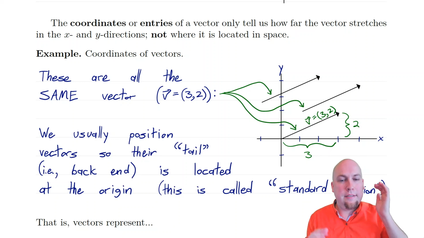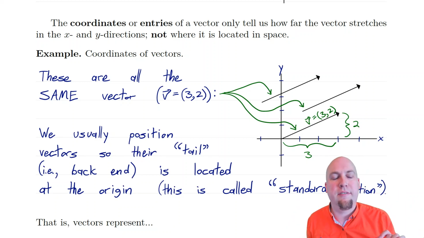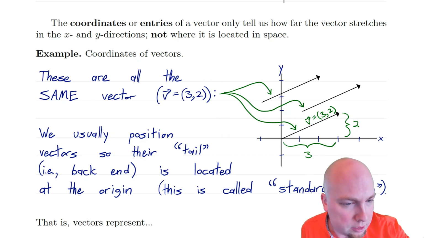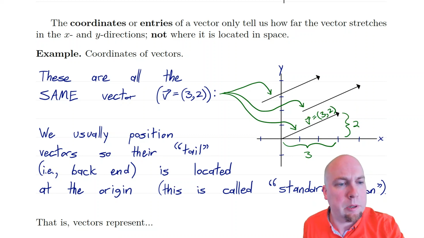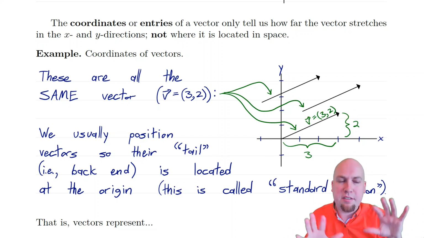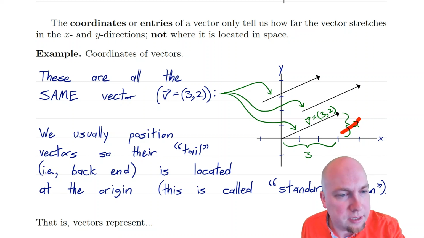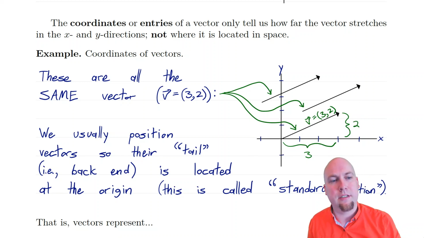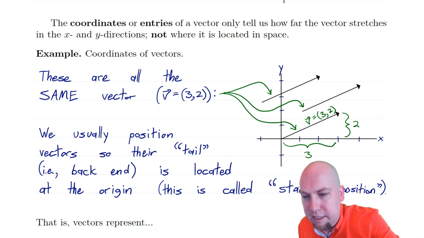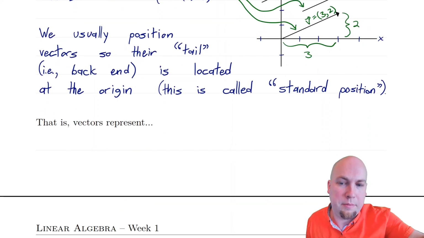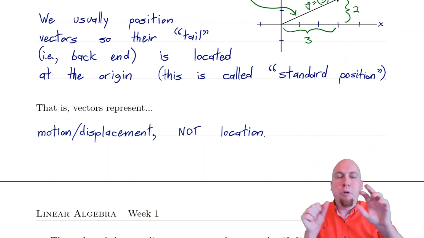Usually, unless there's good reason to do otherwise, we position vectors so that their tail is at the origin. In other words, so that their back end is at 0, 0. So this vector here is where we would usually draw that vector, and we call this standard position. This vector here, we say that it's in standard position, but these other two are not in standard position. It's not that there's anything wrong with them, it's just that they're not in standard position. So really, to emphasize, vectors represent motion or displacement.